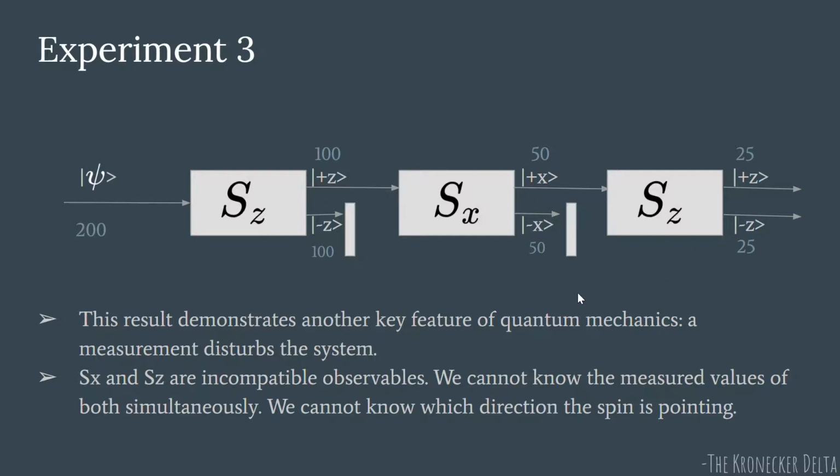This result actually demonstrates another key feature of quantum mechanics, and that key feature is that a measurement disturbs the system. Here, when we measure Sz followed by Sz, like we did in experiment 1, you're performing the same measurement again, and the same measurement does not disturb the system.